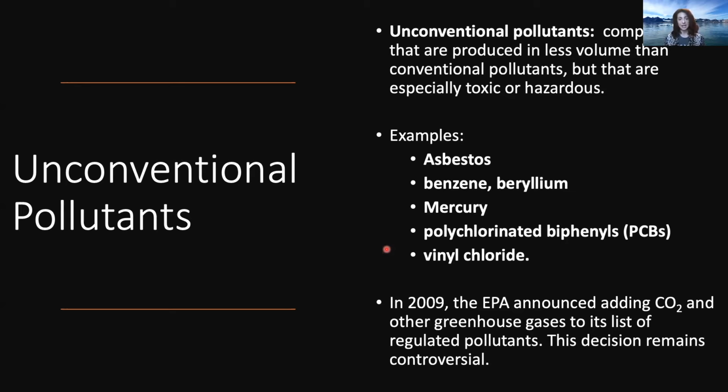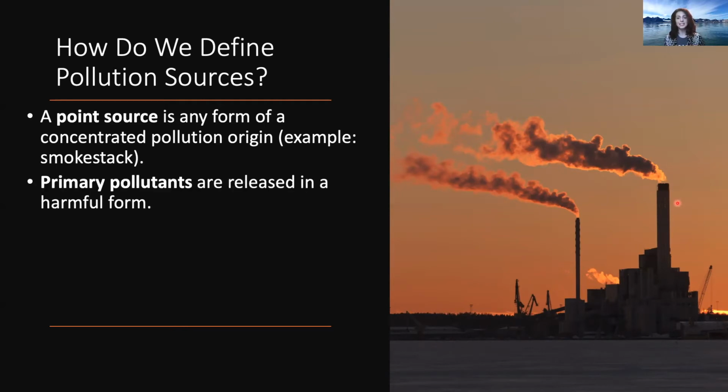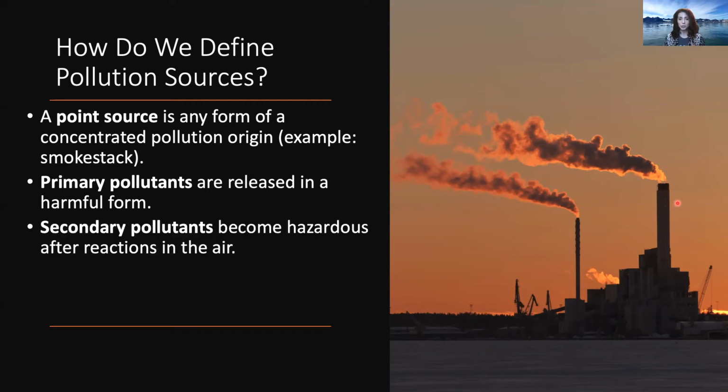So the question that we need to ask, now that we understand the different sectors that are responsible for emanating these different conventional pollutants, how do we define pollution sources? That's a different question. So many pollutants come from what we call a point source, things that form a concentrated pollution origin. A quick example is a smokestack. So for example, here we have smokestacks that are the point source for those conventional and unconventional pollutants. Primary pollutants are substances that are harmful when they're released. So immediately upon emission, they are harmful. Secondary pollutants, on the other hand, become harmful only after they react with other gases in the atmosphere or other substances in the air. So they're not immediately harmful upon emission.